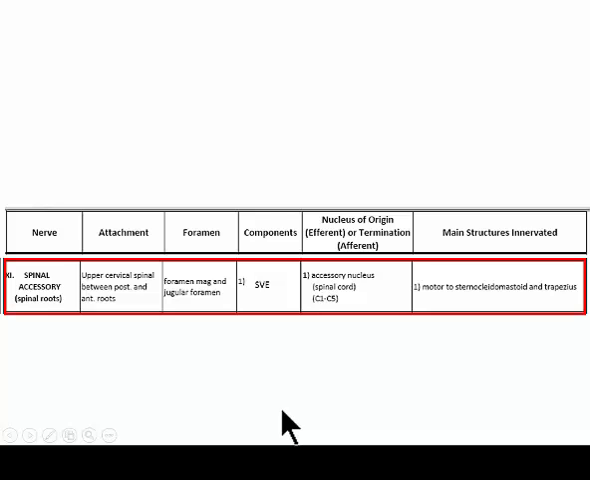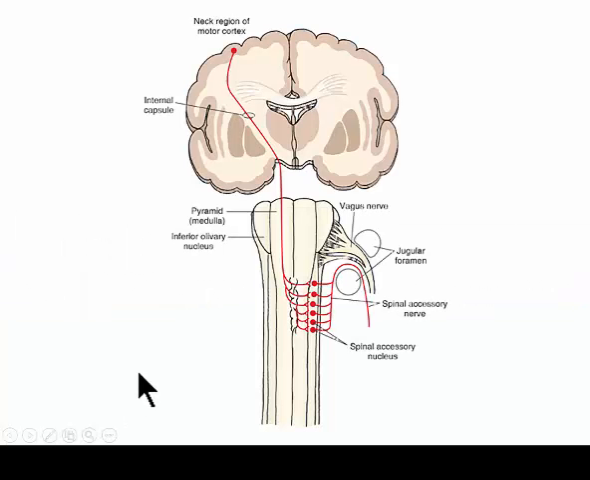11! We're closing in on the end! Spinal accessory nerve, real simple, SVE. Motor to sternocleidomastoid and trapezius. No sensory component. 9, 10, and 11 jugular foramen. It's just showing you here.